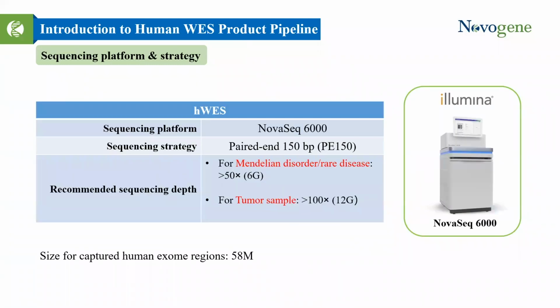After library preparation is the sequencing step. Similar to human hWGS, we use Illumina NovaSeq 6000 for human hWES, and the sequencing strategy is also paired-end 150 BP. For the recommended sequencing depths, for Mendelian disorder or rare disease, we recommend over 50x depth and generate 6G of data. Well, for tumor samples, we recommend over 100x of sequencing depth.